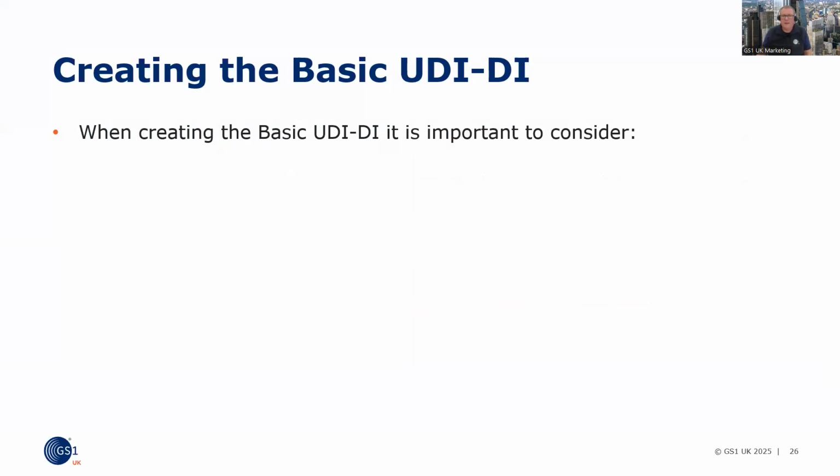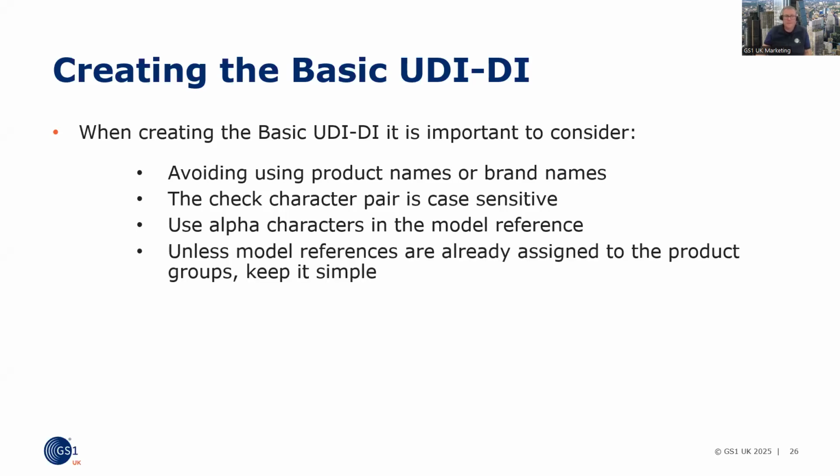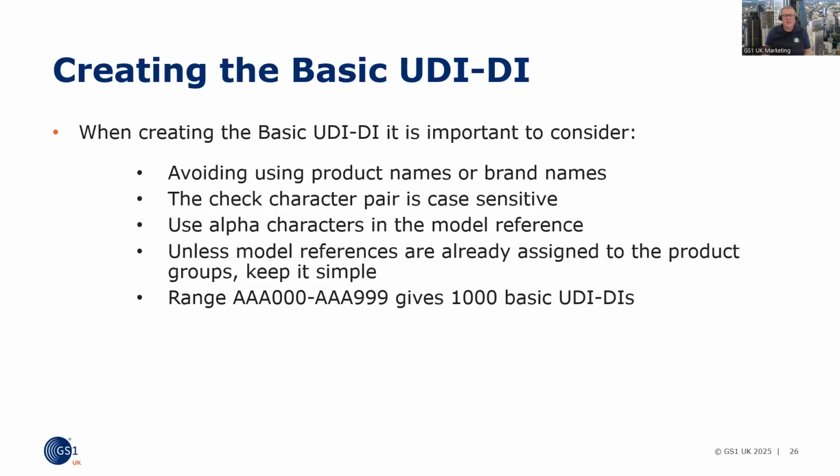So, creating the basic UDI-DI. When creating the basic UDI-DI, it's important to consider avoiding using product names or brand names. The check character pair is case sensitive. Use alpha characters in the model reference. Unless the model reference is already assigned to the product groups, keep it simple. For instance, the range AAA000 to AAA999 gives you 1,000 basic UDI-DIs without having to make any change. And I think 1,000 basic UDI-DIs is a lot.